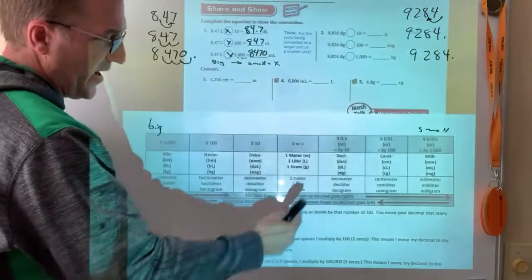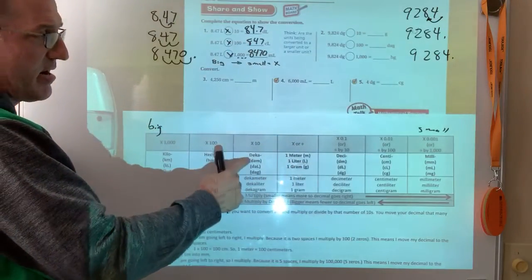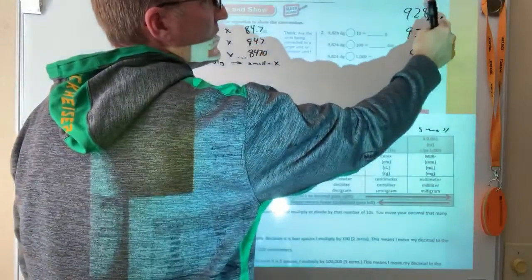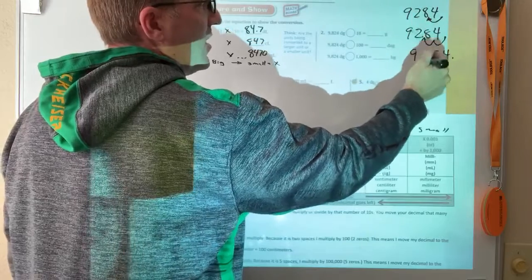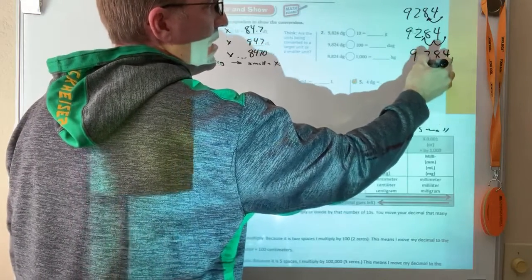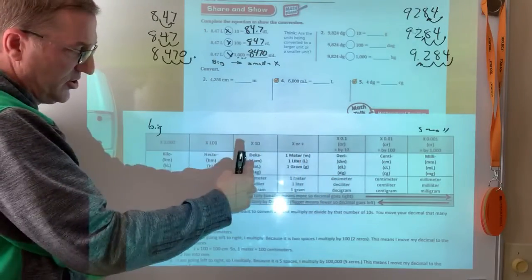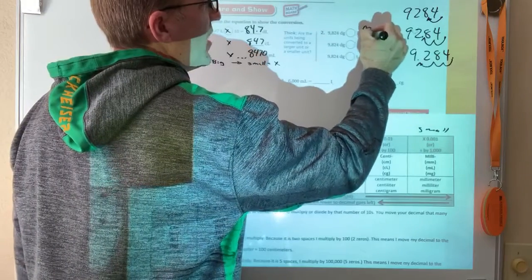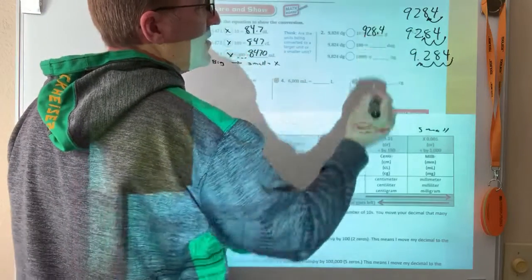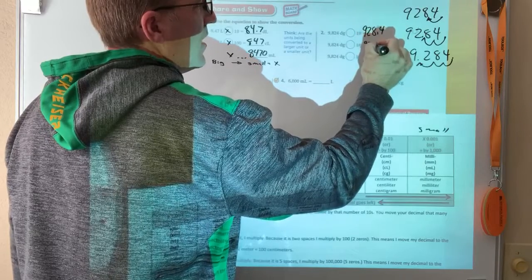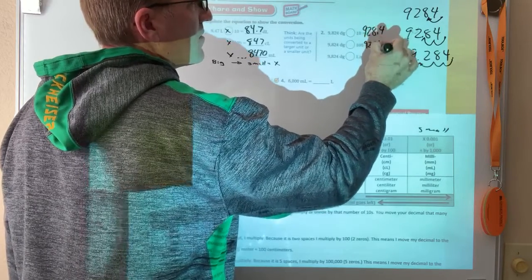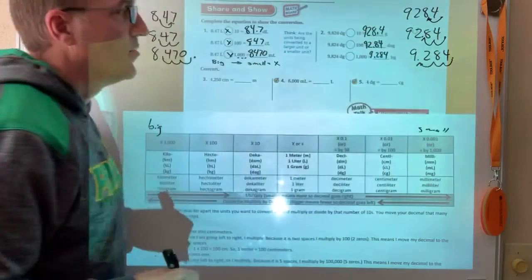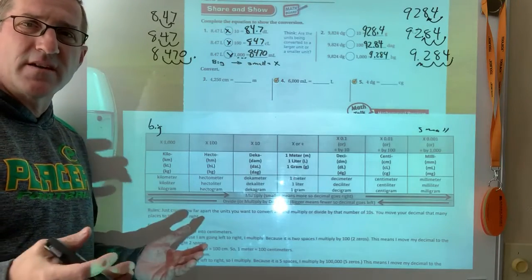I'm going 2 spaces to deca, 1, 2. Place my decimal. And then it's going to go here, right? 1, 2, 3 to get to hecto. There's a pattern here. So this is 928.4, 928 and 4 tenths, right? To 92 and 84 hundredths, okay? To 9 and 284 thousandths. But notice our conversions now are super easy because all we've got to do is move our decimal.